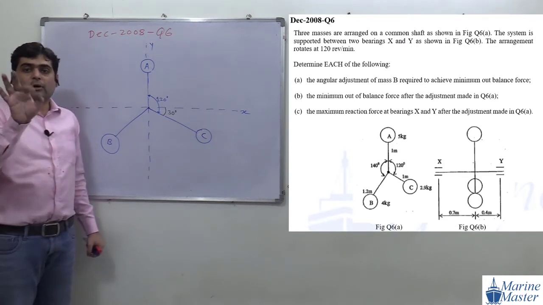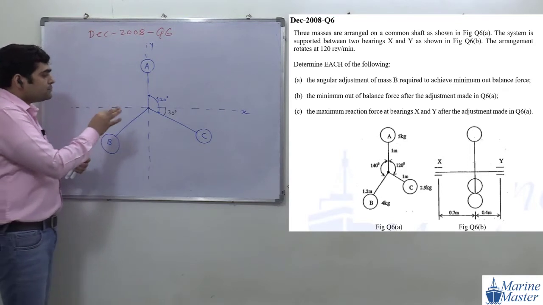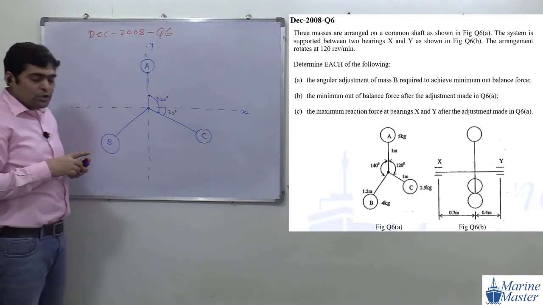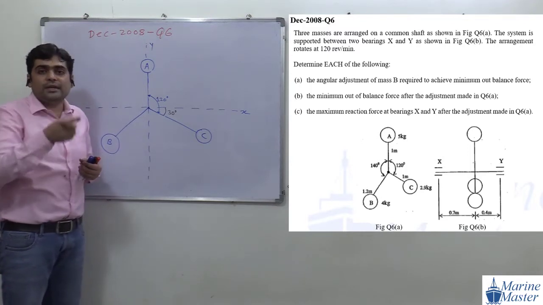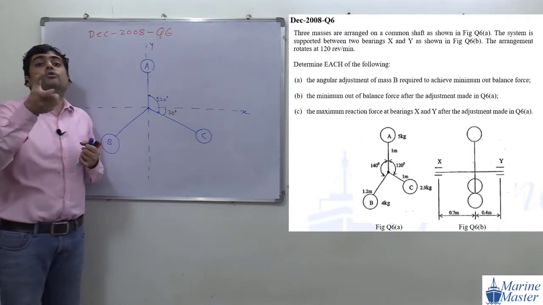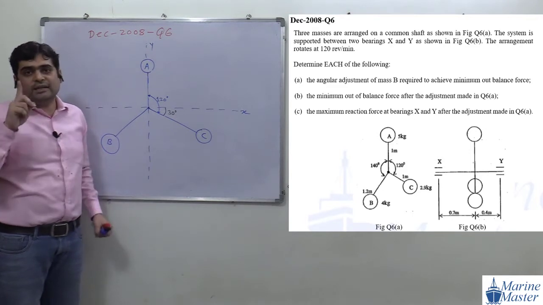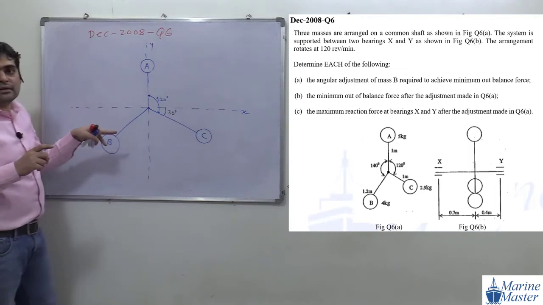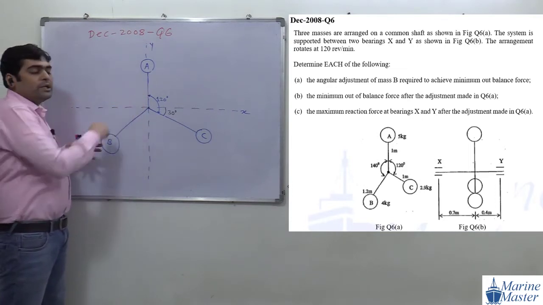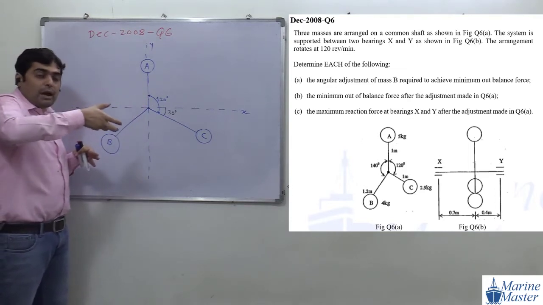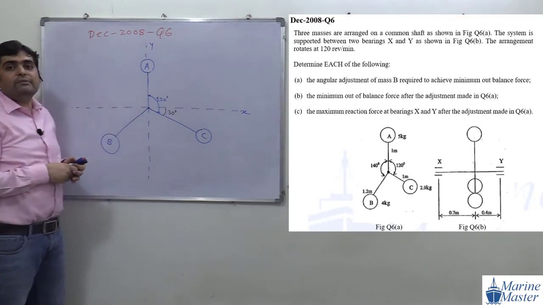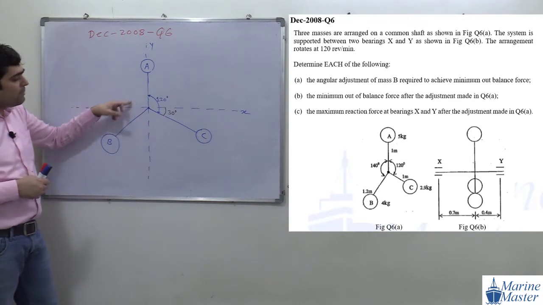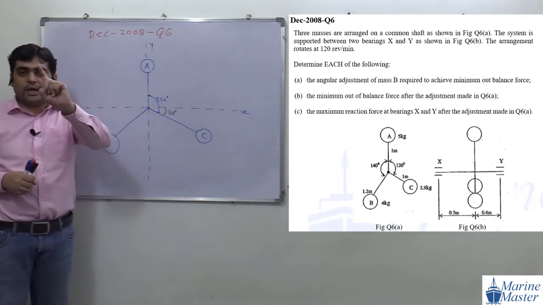So you have to adjust B in such a way that there is minimum out of balance force. Guys, are you getting my point? The earlier angle is 140 degrees. Now we have to adjust B in such a way that the out of balance force is minimum.